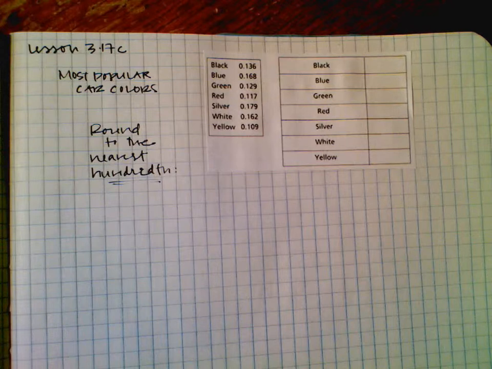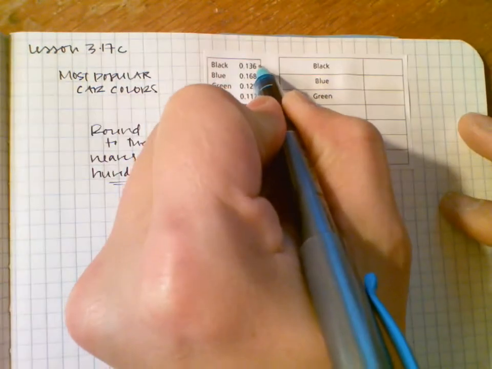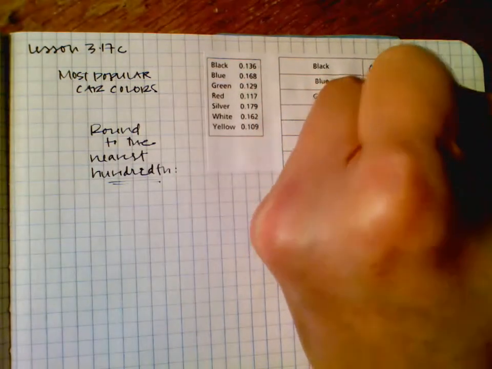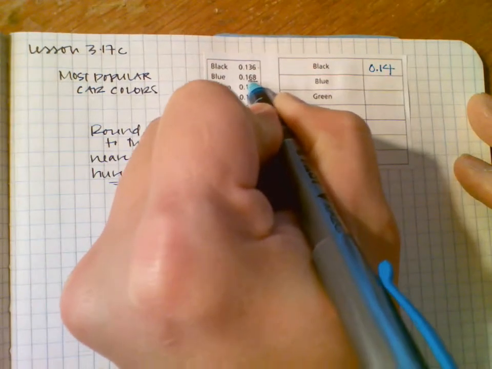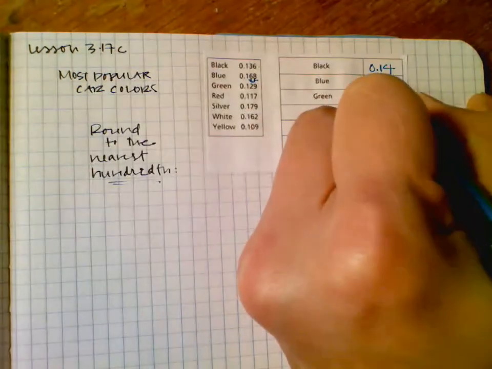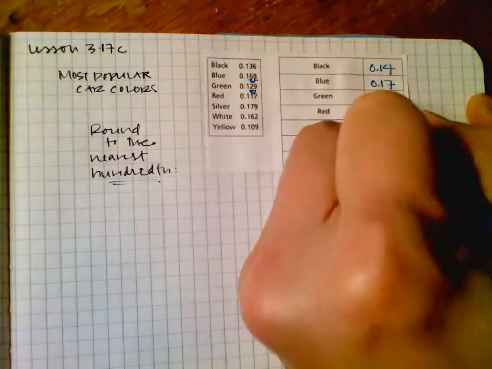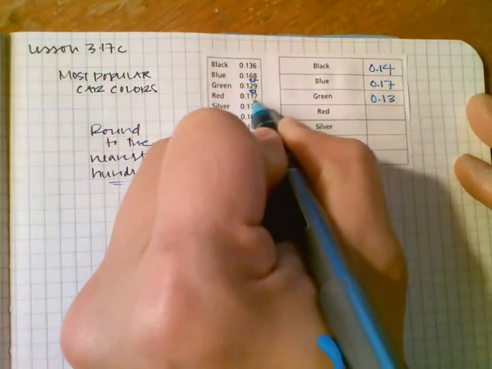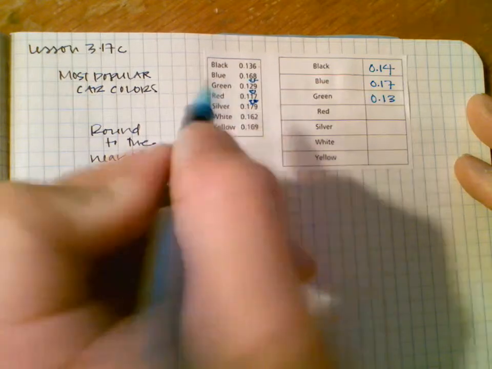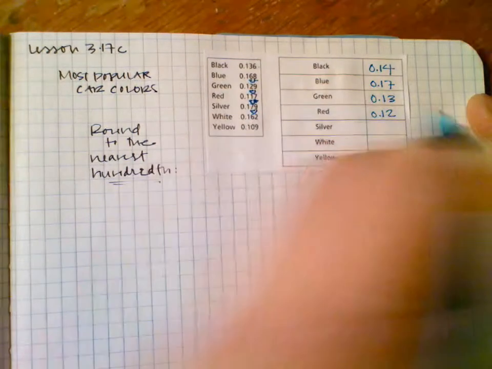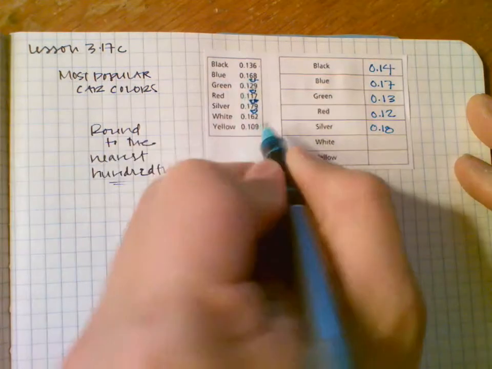All right, fifth graders, I believe I have twiddled my thumbs enough. So I'm just going to write the answers down, what you should have done. Black to the nearest hundredth is going to be 0.14. Blue, 6, look at the neighbor. 8 tells us to go up, so it's 0.17. Green, 2, look at the neighbor. It's going to go up to 0.13. Red, 1, look at the neighbor. 0.12. Silver, look at the neighbor. It's going to go to 0.18.